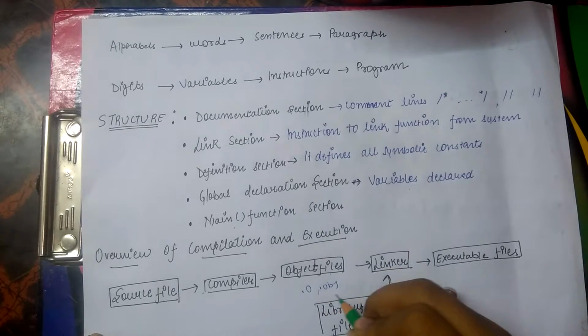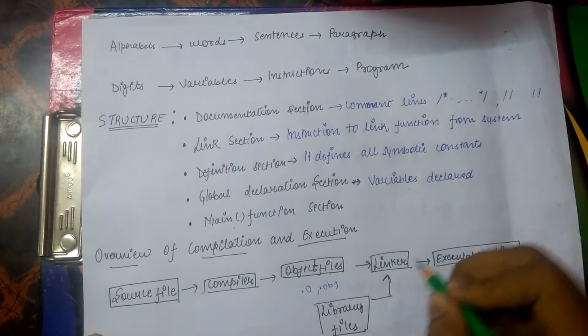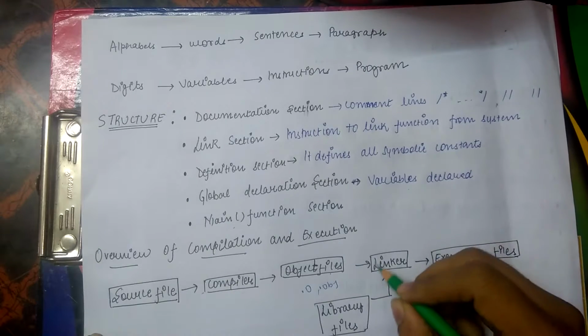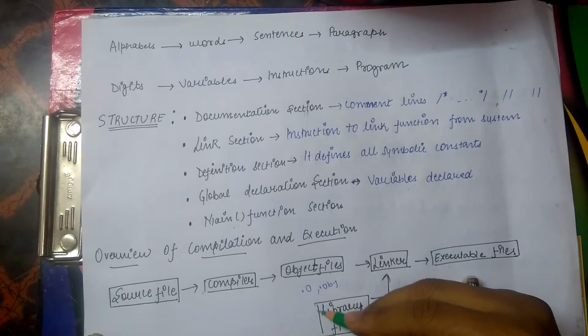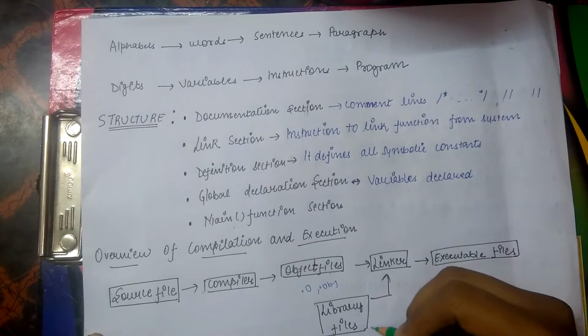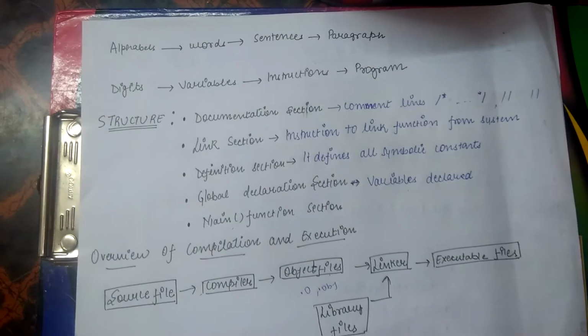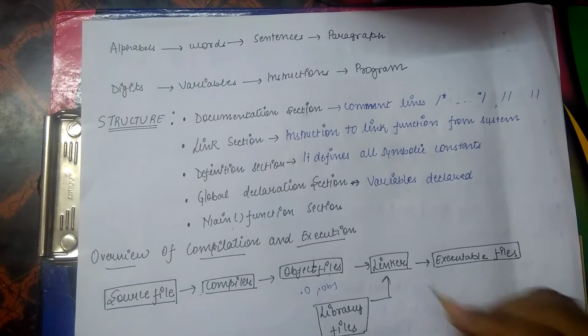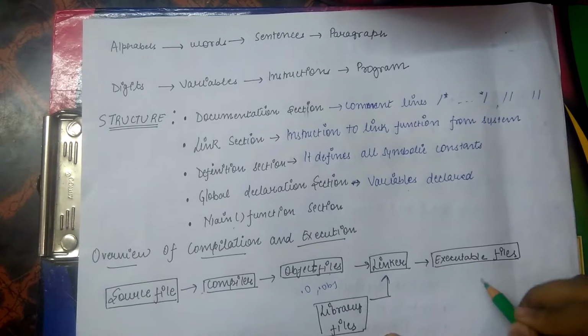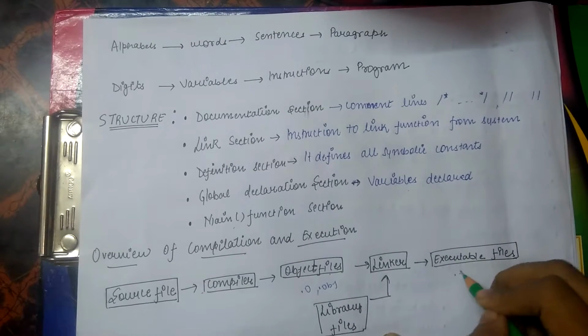Now the .obj or object files go to the linker. The linker uses the library files. Library files are the files that are stored previously within our computers. The linker then changes the file to the executable file, that is the .exe file.